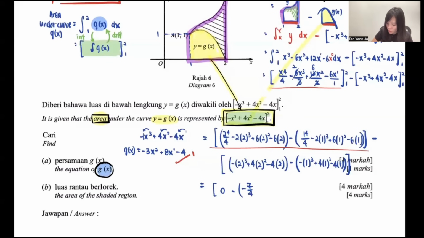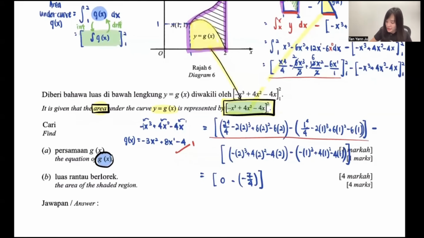Negative 7 over 4. This one is power 4. Wait, I'm scared you guys couldn't see it. You guys thought it's 14. 1 power 4. Okay. Then minus another one. Negative 2 cube plus 4 times 2 squared minus 4 times 2. 0. Minus negative 1 plus 4 minus 4. Negative 1. Okay. Here I get 7 over 4. Here I get 1. So guys, 7 over 4 minus 1. Ta-da! Got the answer. 3 over 4 unit square.